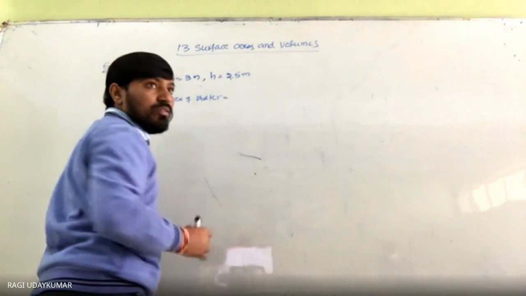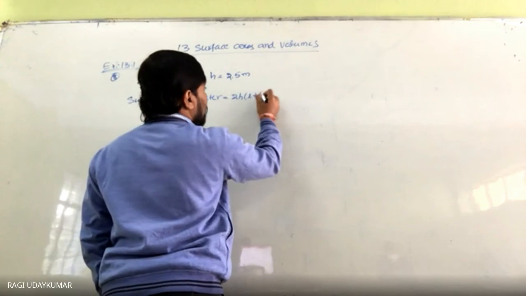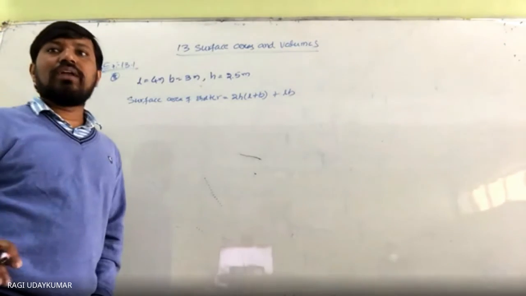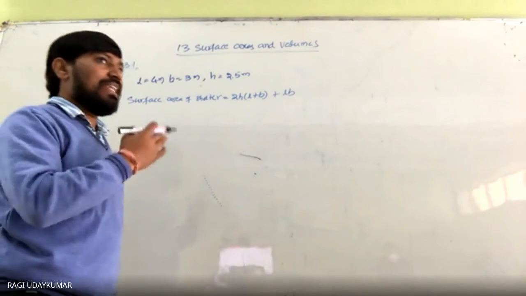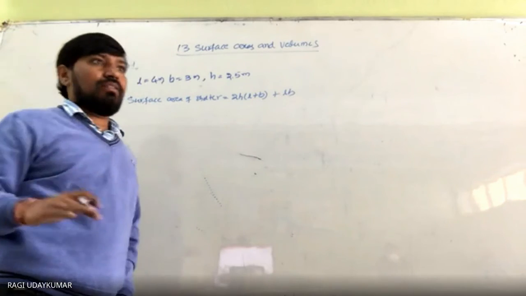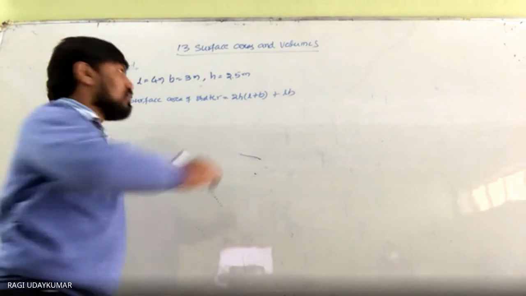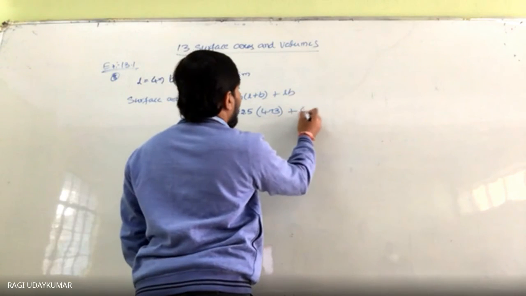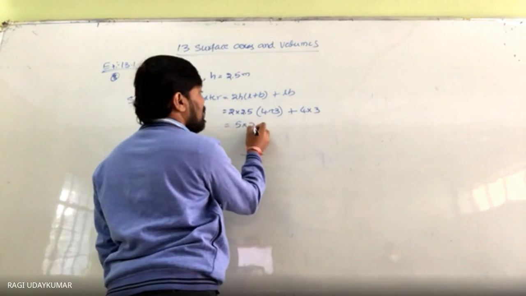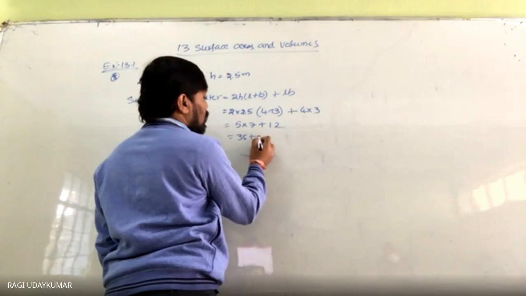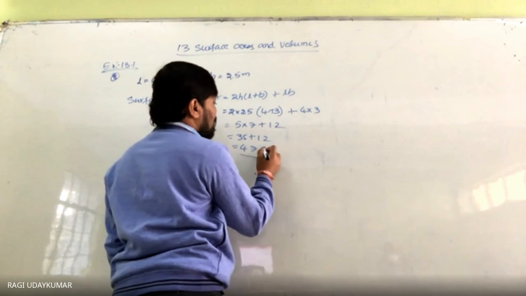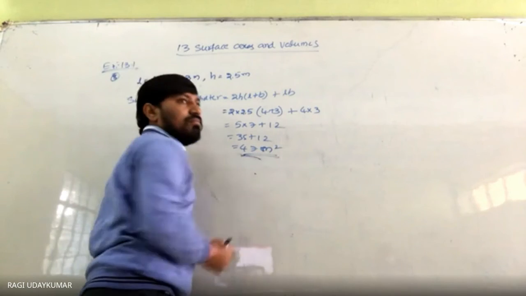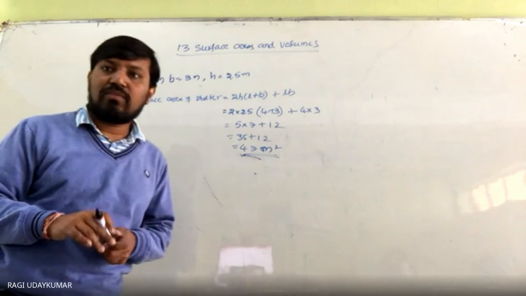The surface area of the shelter equals 2h(L plus B) plus LB. Isn't it? 2h(L plus B) because of the lateral surface area, and the area of the top, L into B, should be taken into consideration. So 2 into h, which is 2.5, into (4 plus 3), plus 4 into 3, which equals 5 into 7 plus 12. 35 plus 12 equals 47 square meters. Whether given in meters or centimeters, here it is in meters. Therefore, this much tarpaulin is required to make the shelter.